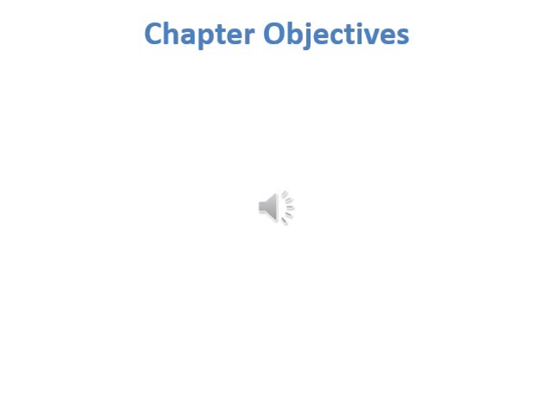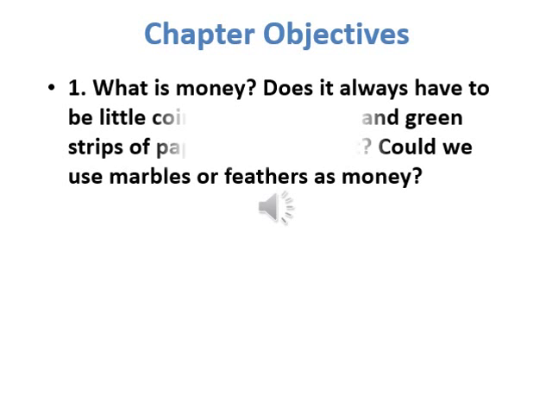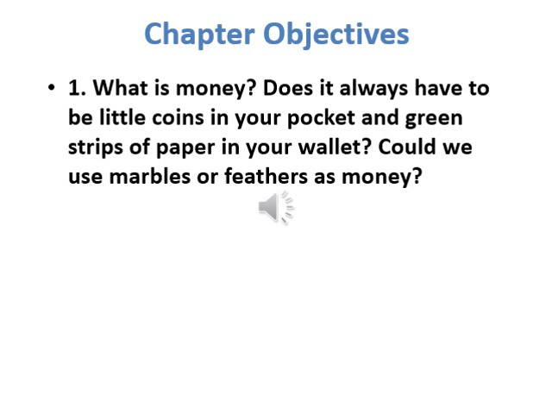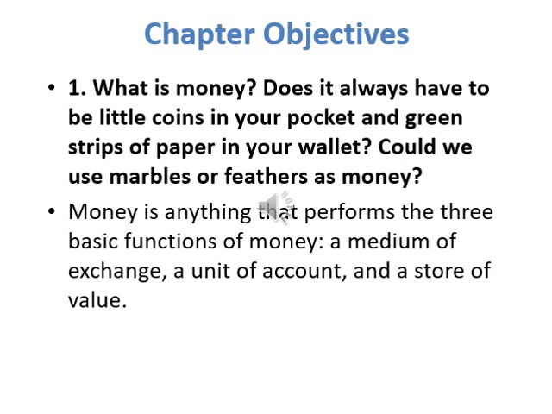Chapter Objectives. 1. What is money? Does it always have to be little coins in your pocket and green strips of paper in your wallet? Could we use marbles or feathers as money? Money is anything that performs the 3 basic functions of money: a medium of exchange, a unit of account, and a store of value.